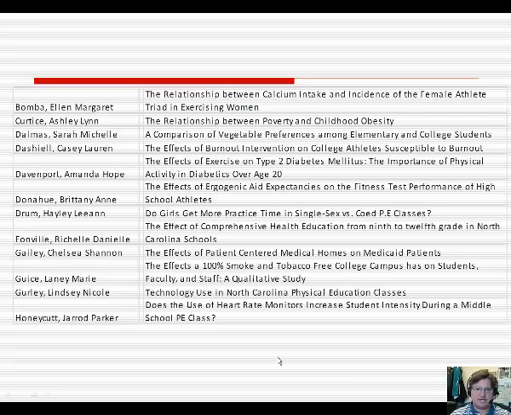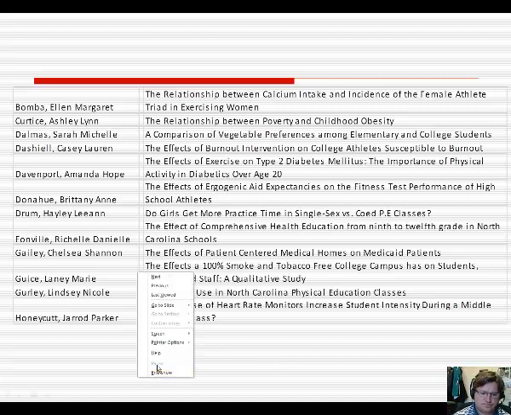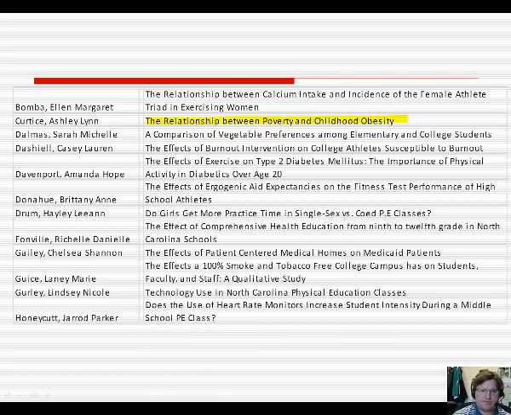Alright, last slide with some examples. The relationship between poverty and childhood obesity. A comparison of vegetable preferences among elementary and college students. Fascinating titles and studies, some of these.